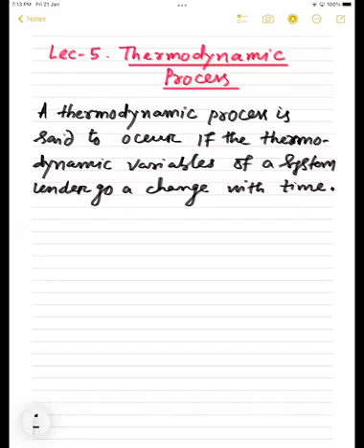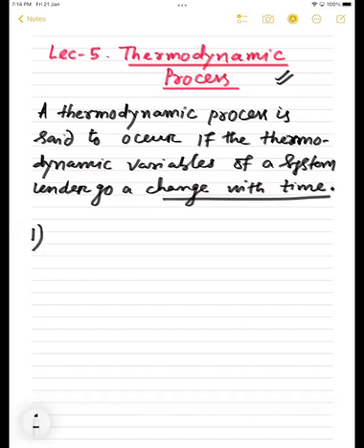Let's start next: thermodynamic process, right? You are having every Friday about this in your chemistry. Let's once again see the things in our physics way. Thermodynamic process क्या है? Thermodynamic process is said to occur if the thermodynamic variables of a system undergo change with time, right? One by one, let's know.